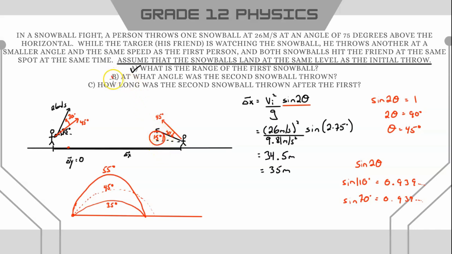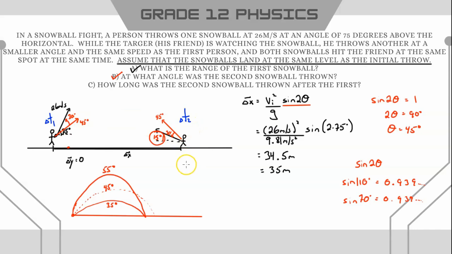So that would be the angle for part B. Finally, let's look at part C. This one says, how long was the second snowball thrown after the first? So for this, we are going to figure out the time it takes for the first snowball to hit their target. Let's call this delta T1. And then the time it takes for the second snowball to hit their target, delta T2.